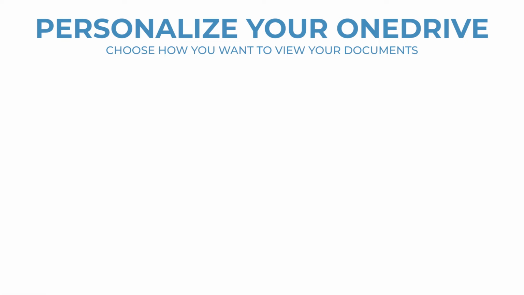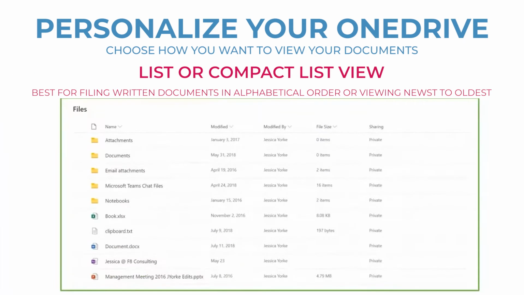And this is personalizing your OneDrive. This is getting to see your files the way that you would like to see them. That really depends on what you're putting in OneDrive. So the first view that we have is a list or compact list view. This is the list view. If you do choose compact list, it's going to just be a little tighter in there. And this is best for filing documents, a lot of Word documents in alphabetical order, or viewing things from newest to oldest or oldest to newest, however you would like them to be displayed, but really good for written documents.